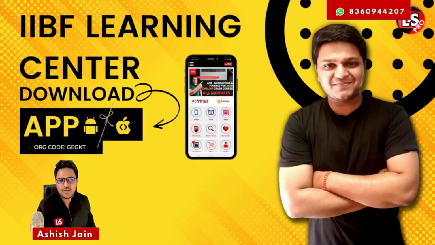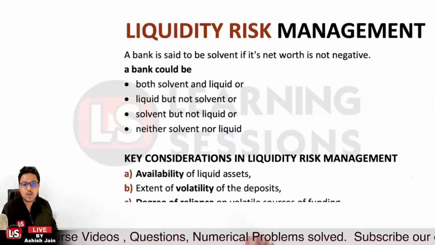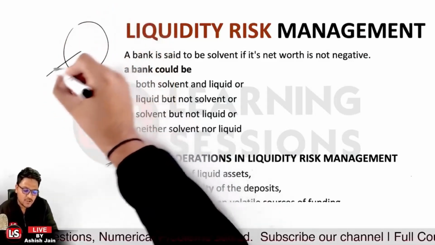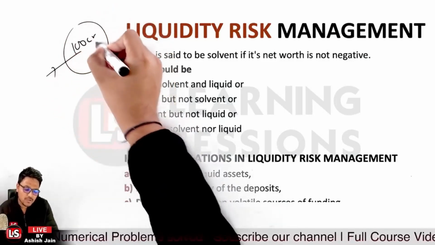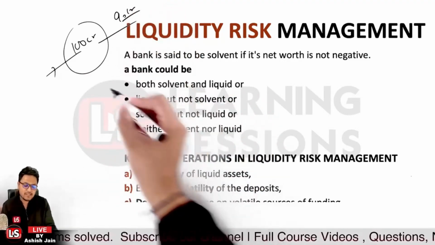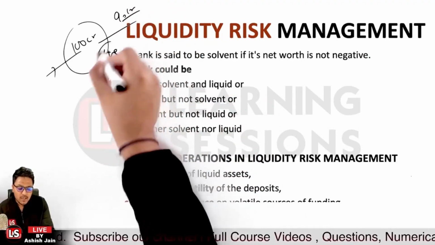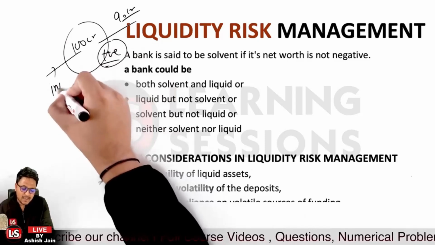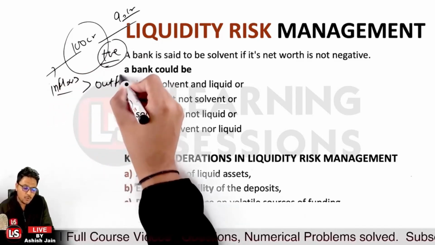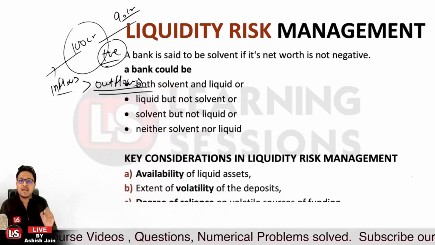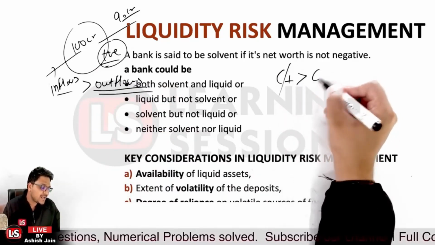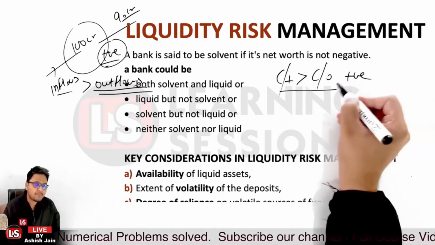So let's start this session. It's related to liquidity risk management. Now, what is actually liquidity? Let's take the case that the bank has funds amounting to 100 crores, and the bank is to pay 90 crore. Is it a positive gap or negative gap? Definitely it's a positive gap. How come it is positive? Because the bank has inflows greater than the cash outflows. So whenever cash inflows are greater than cash outflows, it's a positive gap.